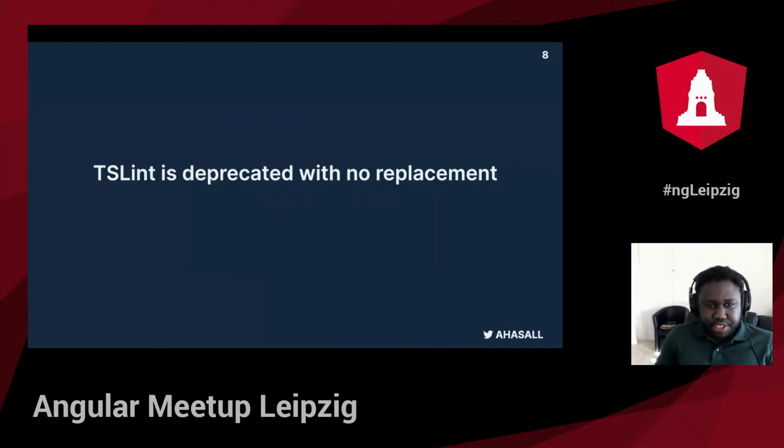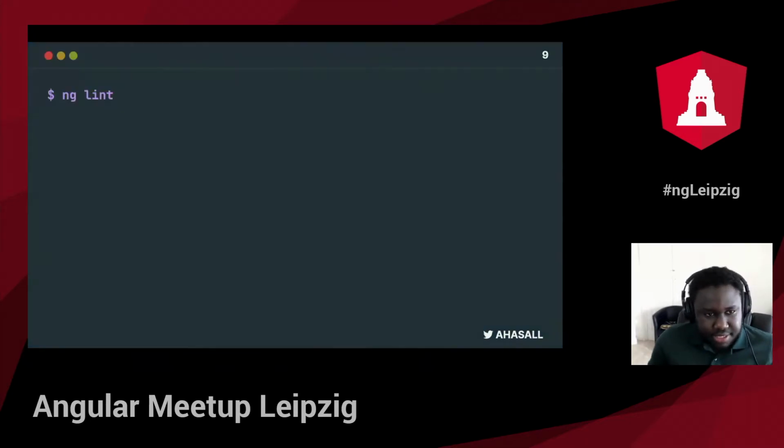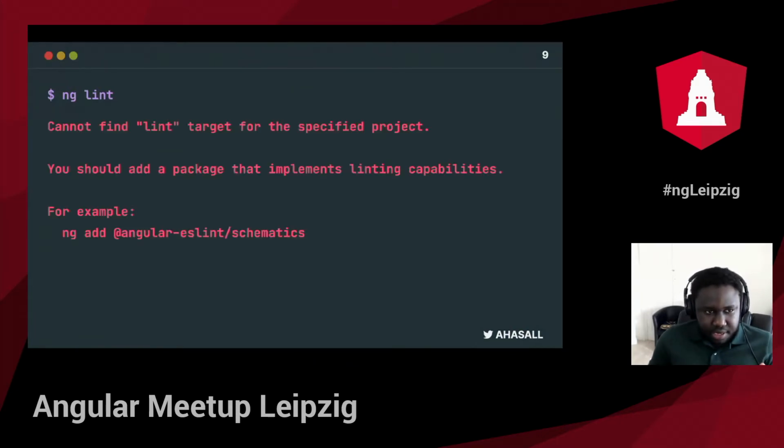The other deprecation, and actually it is removed from Angular, is TSLint. And TSLint has been deprecated for so long now. And in version 12, when you generate a new Angular application, there is no linter configured by default. So the same story here, if you run ng lint, you will have a message saying, cannot find linter target for the specified project. You should add packages that implement linting capabilities.